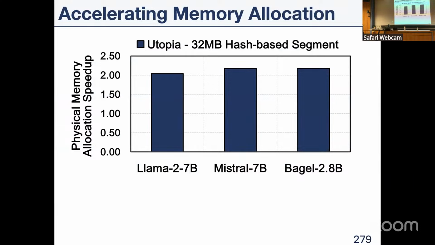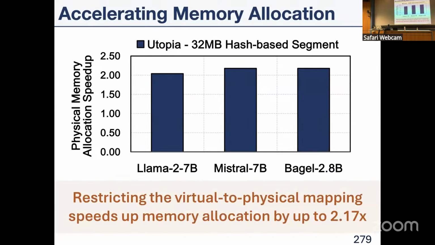What do we observe in this? What do we show in this plot? On the y-axis, you can see the physical memory allocation speedup. How much do we speed up physical memory allocation, minor page faults? If we restrict the mapping, we can basically, using a single hash function, without any sort of auxiliary data structure, find out directly where to place our page, right? And this way we accelerate physical memory allocation by 2.17x in these workloads.